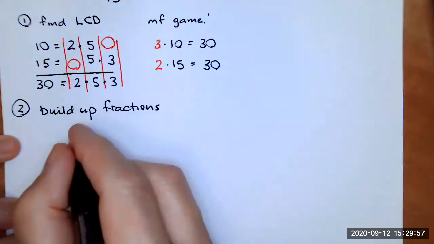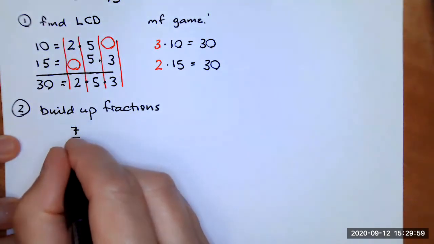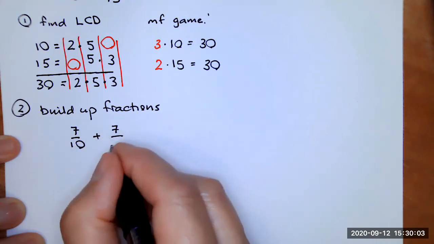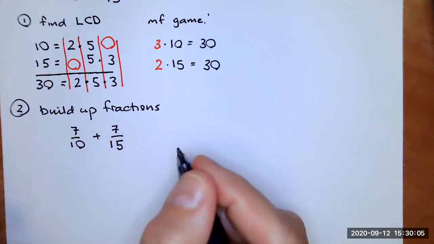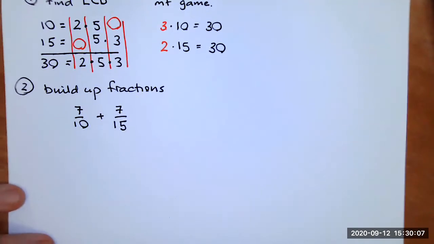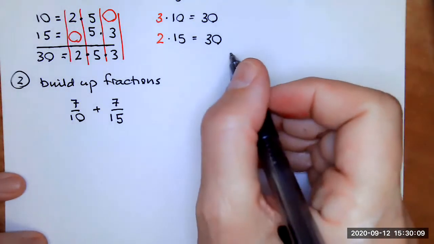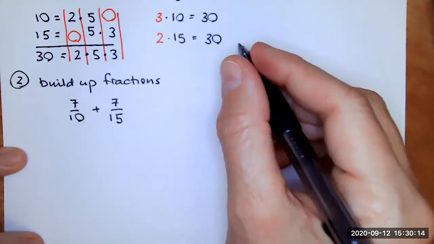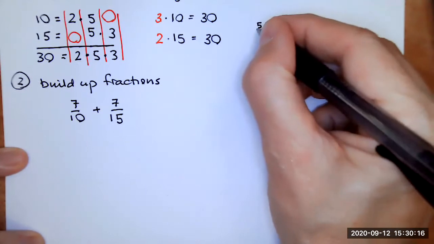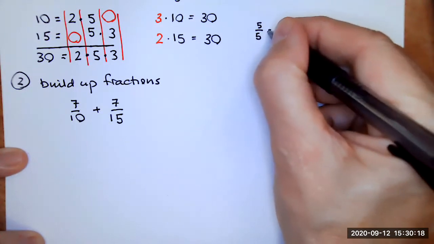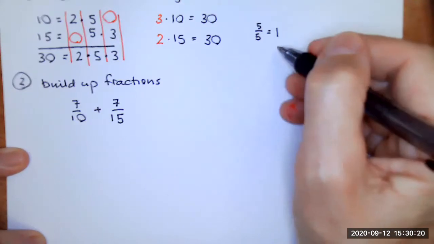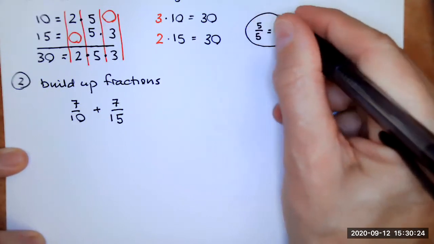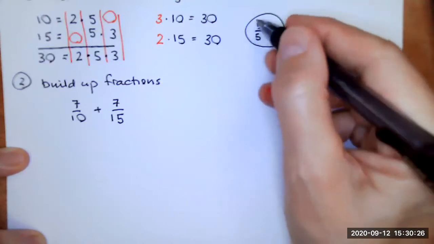So I'm just going to rewrite the original problem. Remember, we cannot add these the way they are because they have different denominators. So we're going to multiply by a fraction that's equal to 1, and that's crucial. Remember, you want to multiply by a fraction where the numerator and the denominator are the same number, and that way you're multiplying by 1. And anything times 1, it's the same number.